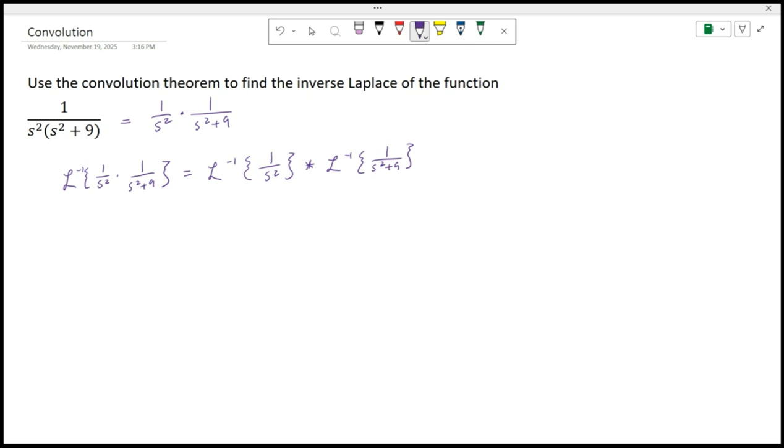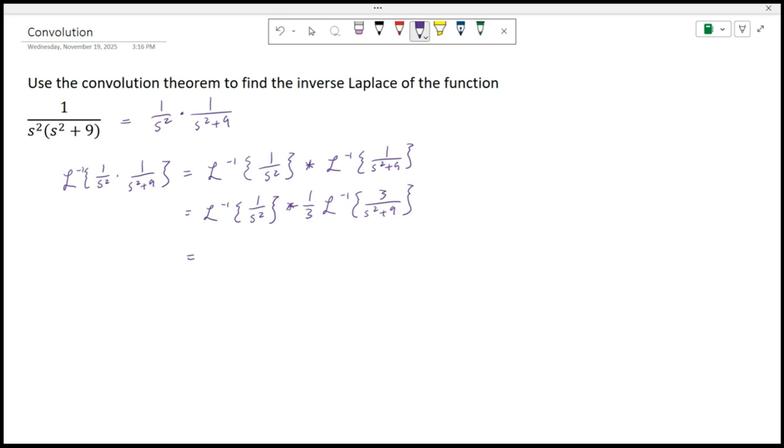Okay, so the first one is going to match a formula pretty nicely from the table. The second one, I need to make one quick adjustment. Because I have s squared plus 9 in the denominator, I need a numerator of 3 since 9 is 3 squared. So I'm going to rewrite this one last time before I evaluate those Laplace inverses. I need a 3 inside, so I'm going to multiply by 1/3 out front to even that out. So I have 1/3 Laplace inverse of 3 over s squared plus 9. And now I can find the Laplace inverse of each of these.